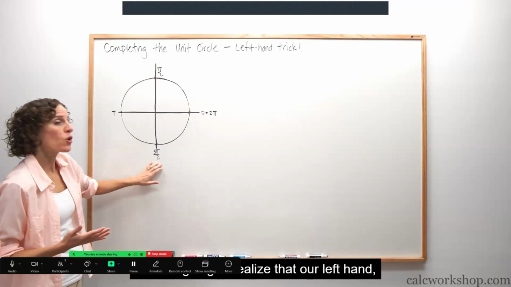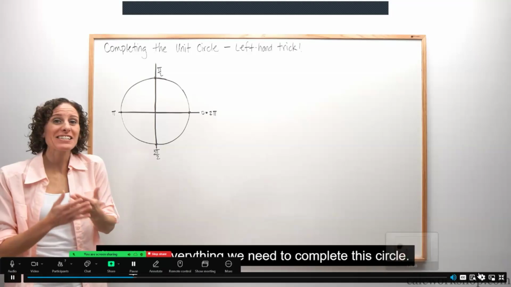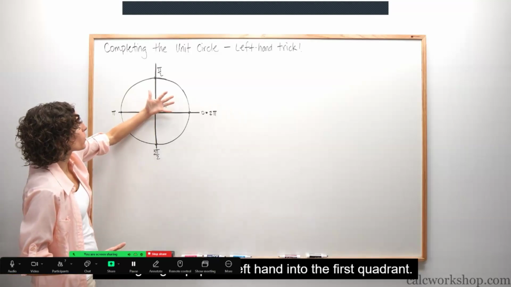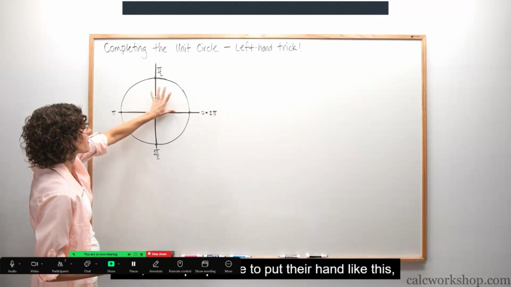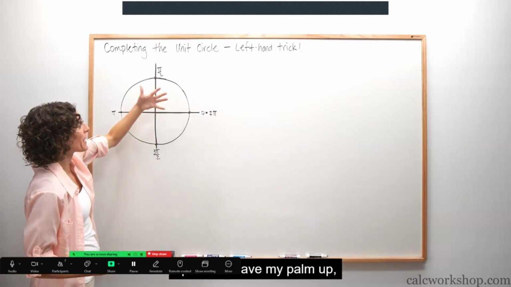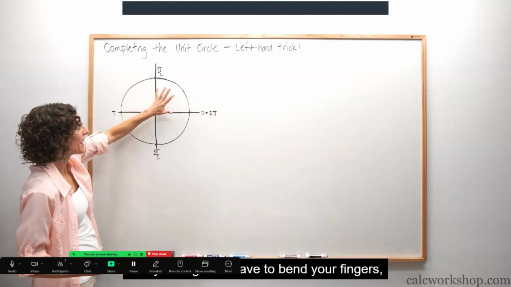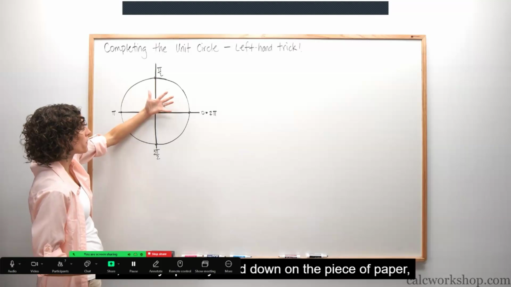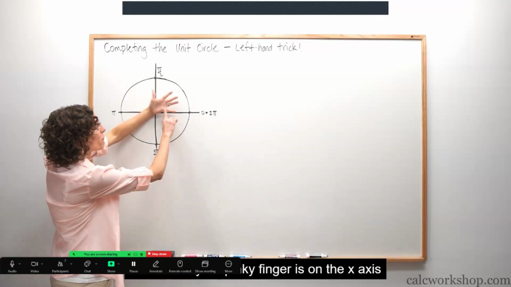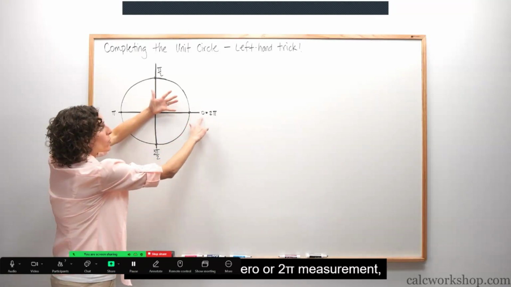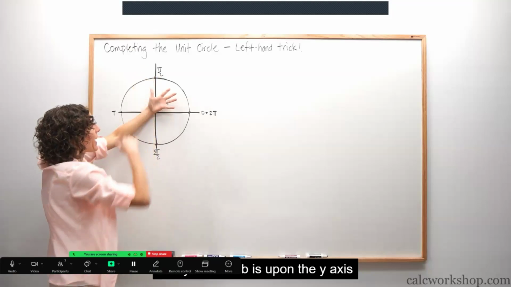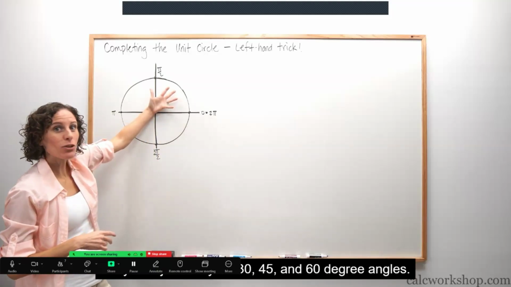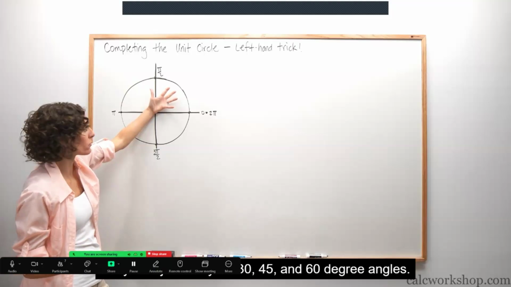What we're gonna do is we're gonna realize that our left hand, it contains everything we need to complete this circle. We're going to pop our left hand into the first quadrant. What you're going to see, now some people like to put their hand like this, face down on their paper. I prefer to have my palm up because you're going to see that you're going to have to bend your fingers. And it's harder to bend your fingers down this way than it is to curl them in. So I always put my hand down on the piece of paper, palm up. Notice that your pinky finger is on the x-axis and relates to the 0 or 2 pi measurement. That your thumb is upon the y-axis and relates to the pi over 2 measurement. But notice the middle, these three fingers that are inside. Guess what? They look just like your 30, 45, and 60 degree angles. So that's what they are.